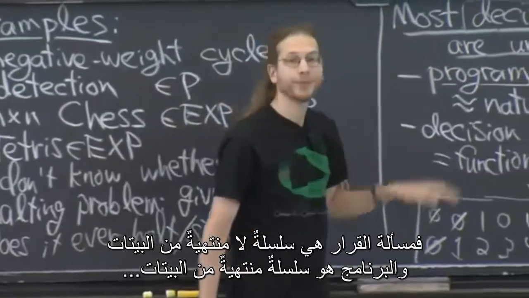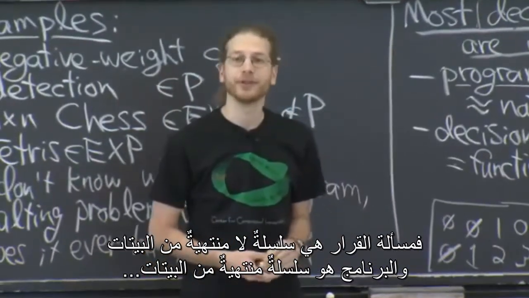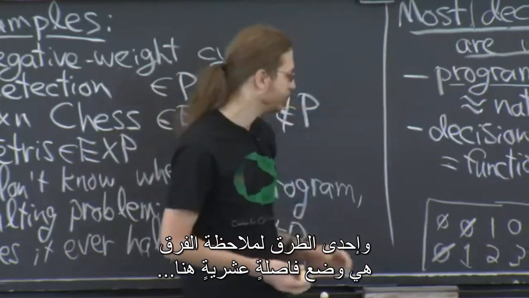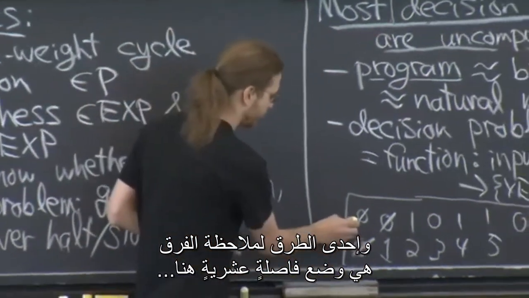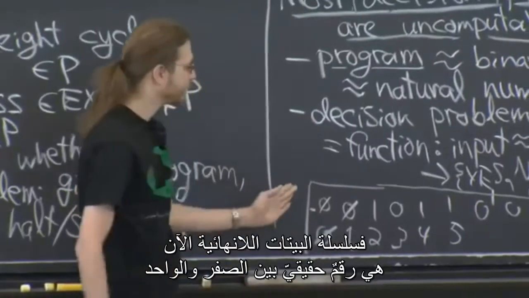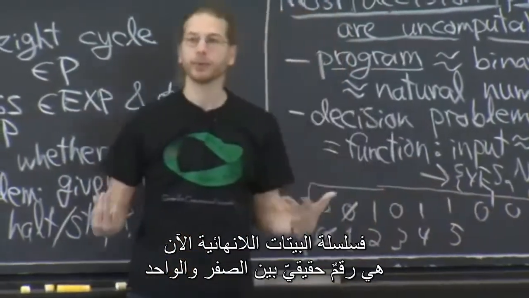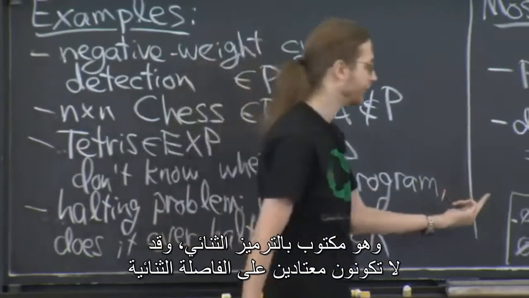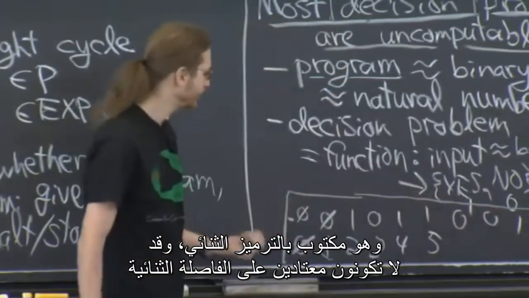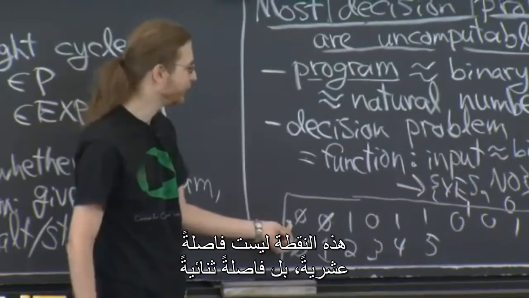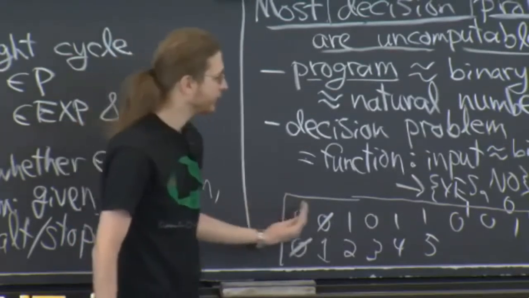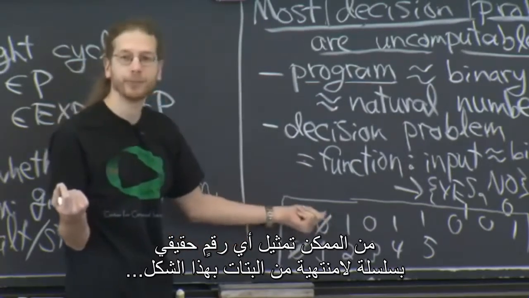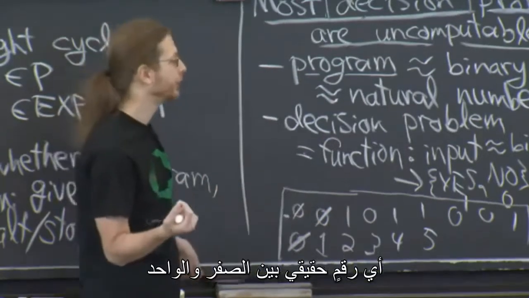A program is a finite string of bits. These are different things. One way to see that they're different is to put a decimal point here. Now this infinite string of bits is a real number between 0 and 1. It's written in binary. You may not be used to a binary point. This dot is not a decimal point, it's a binary point. But hey, any real number between 0 and 1 can be expressed by an infinite string of bits in this way.